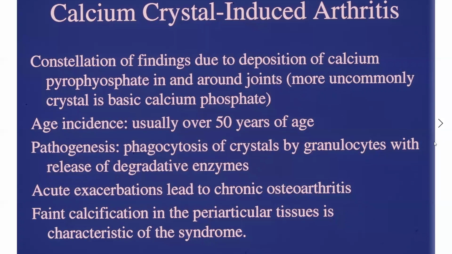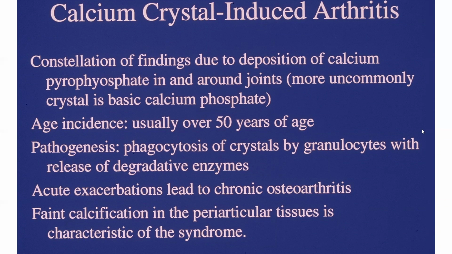The calcium crystal-induced arthritis is more than just gout. It's a constellation of findings due to deposition of calcium pyrophosphate in and around the joints. More uncommonly, the crystal is basic calcium phosphate, which is often called hydroxyapatite. That's relatively uncommon. Mostly it's pyrophosphate. You're usually over 50 years of age.